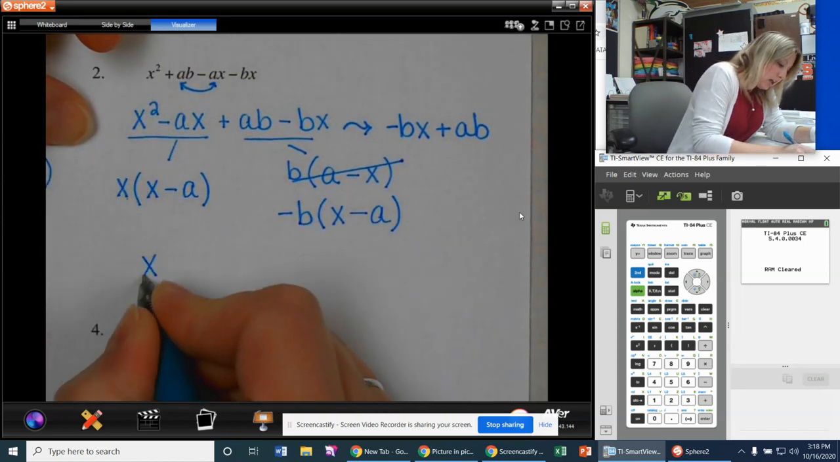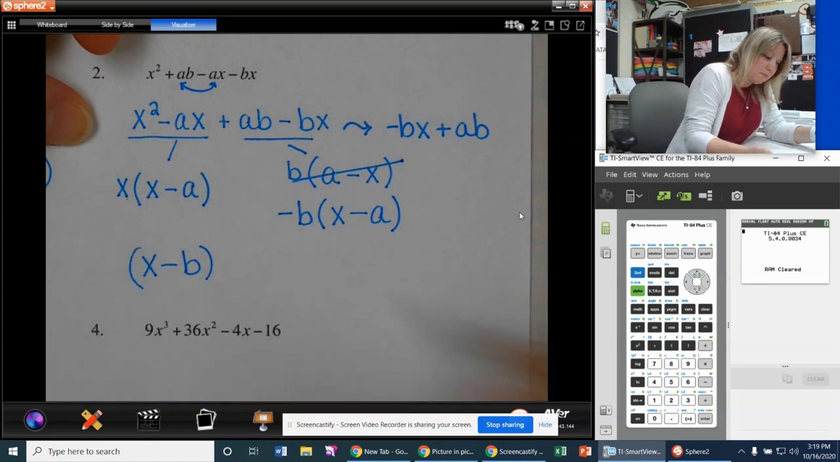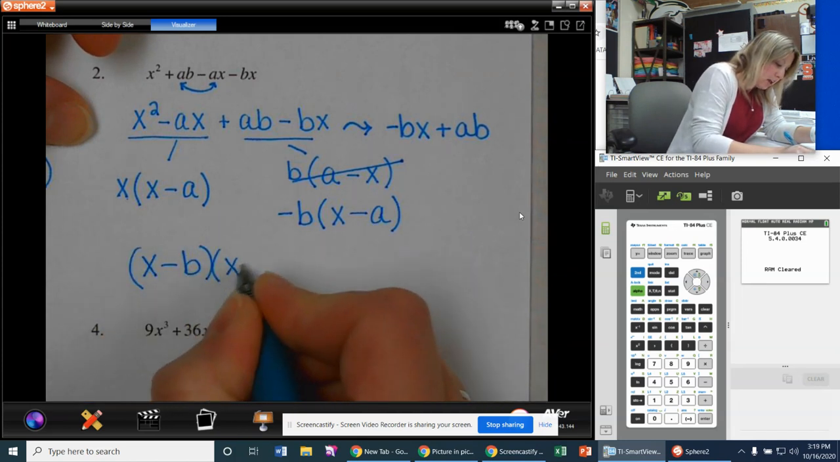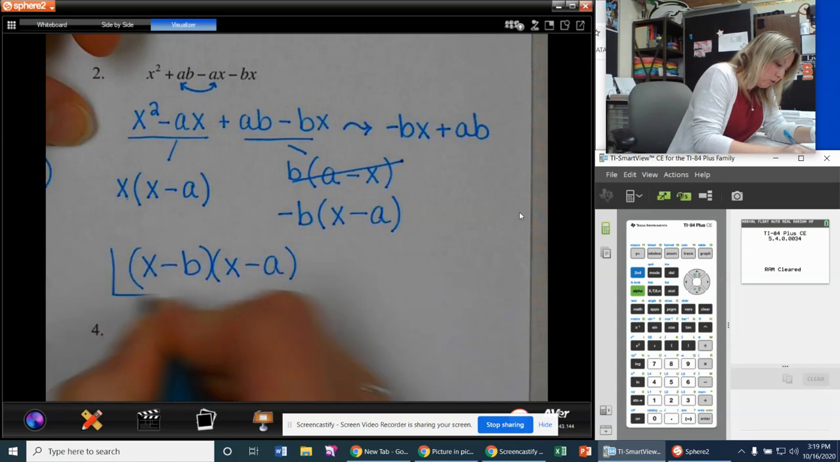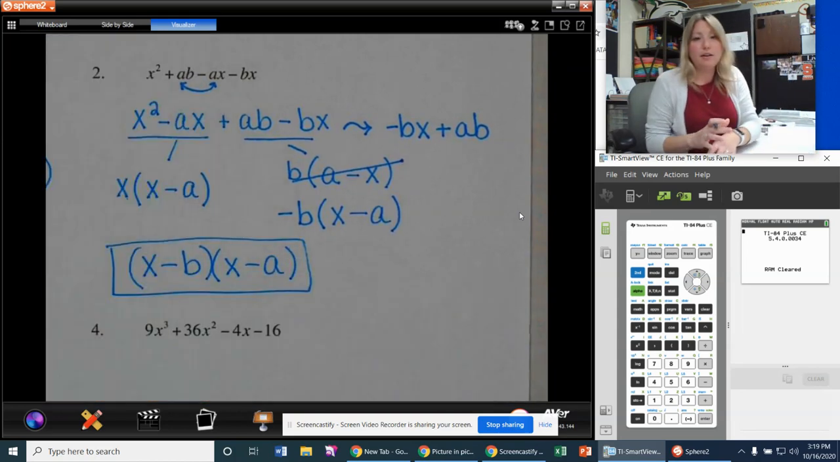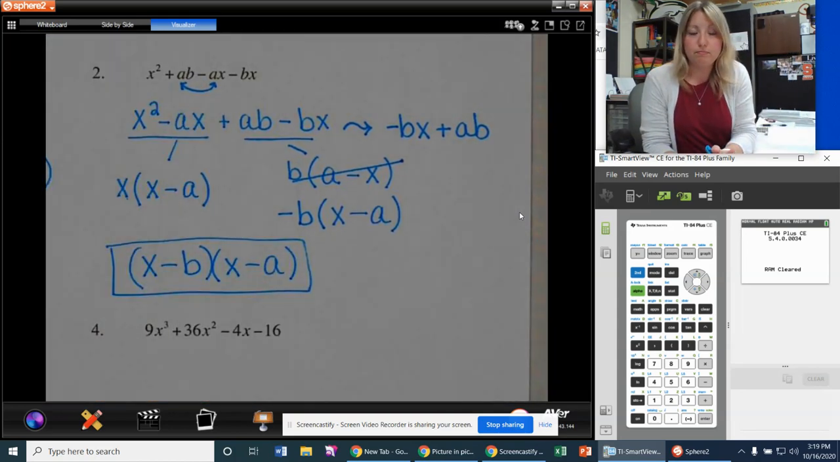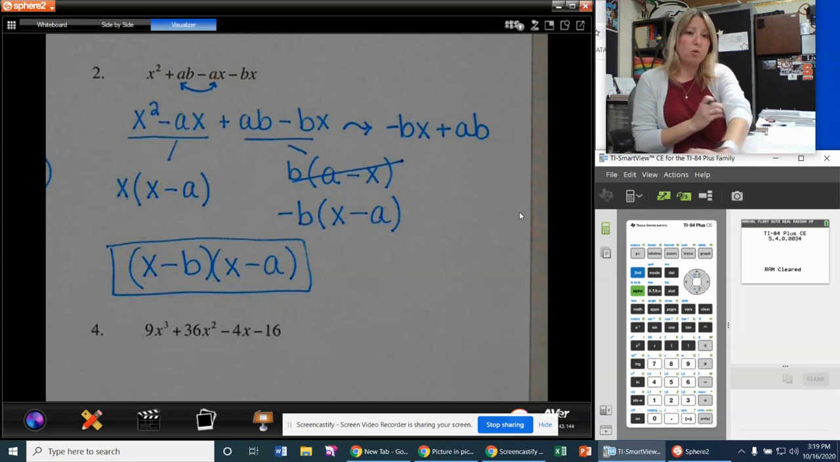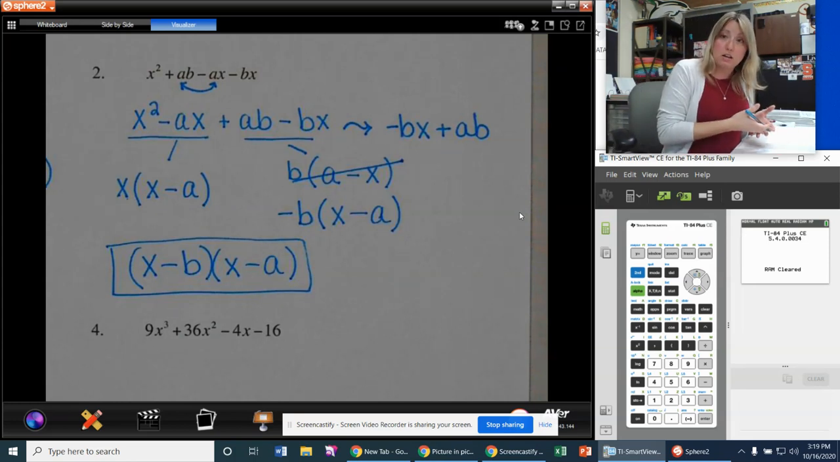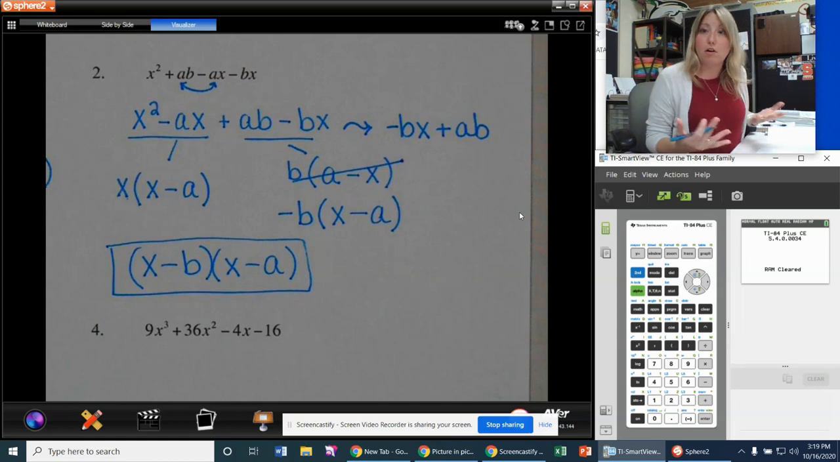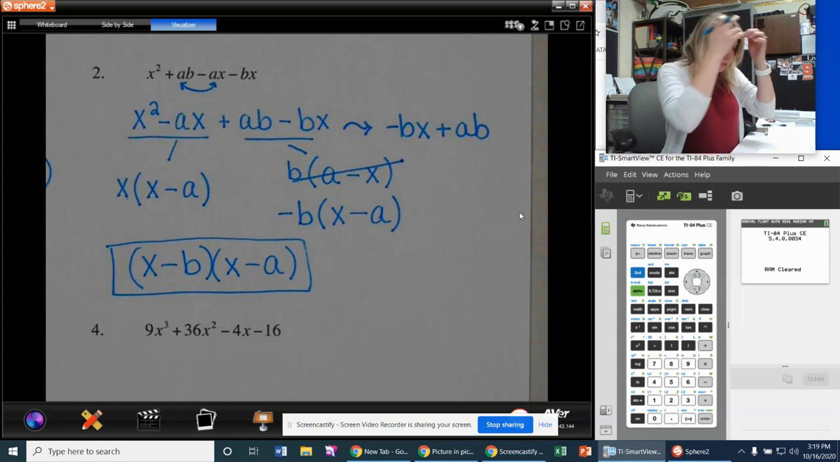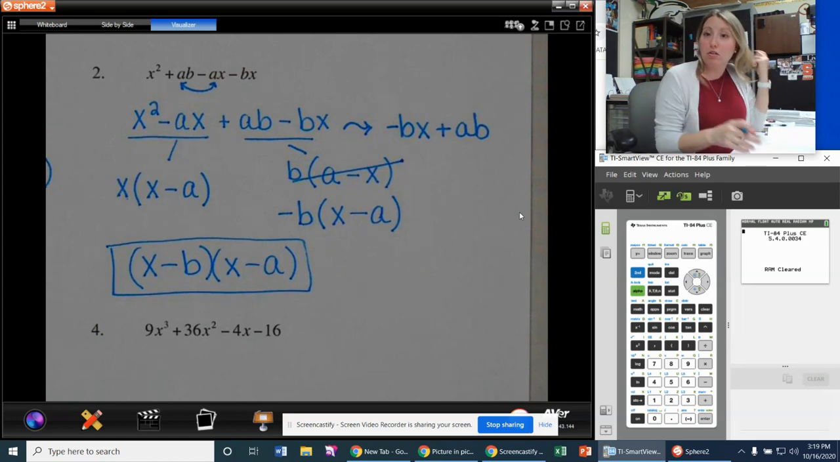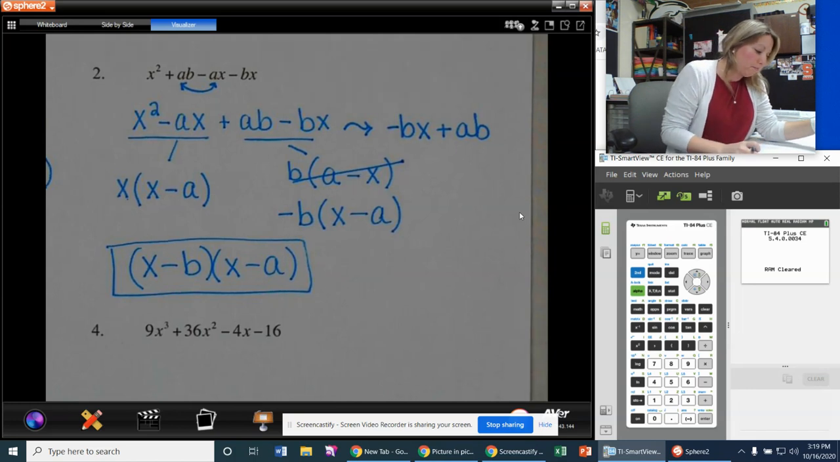So now just take X minus B, and then X minus A is the one leftover binomial that both had in common. And there is your final answer. So sometimes we're going to have to reorder so that we can even get a GCF out of our terms and have our leftover be exactly the same binomial.